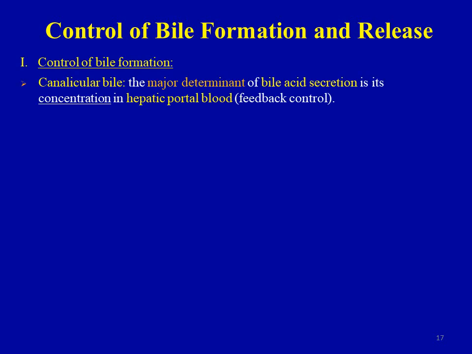Bile formation is controlled in different ways. For canalicular bile, the major determinant of bile acid secretion is the concentration of bile acids in the hepatic portal vein. The higher the concentration of bile acids in the hepatic portal blood, the larger the amount of bile acids released by hepatocytes into the canaliculi. And that concentration of bile acids in the hepatic portal blood depends on the enterohepatic circulation of bile acids that we'll cover later on in this lecture.